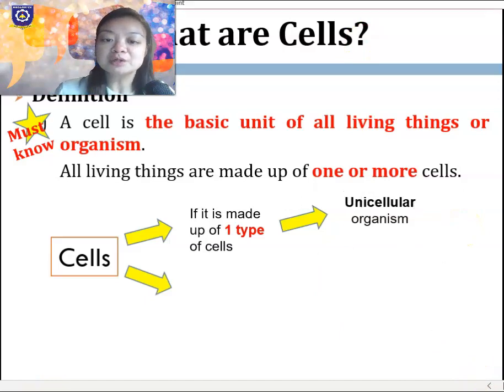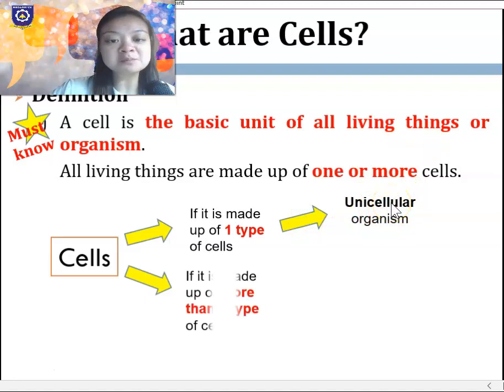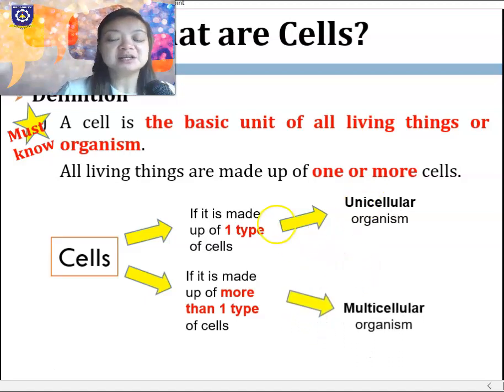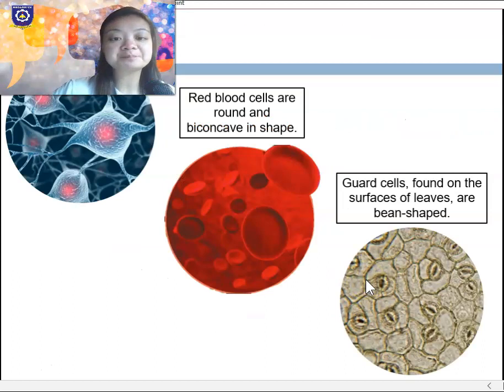Okay, so there are two categories: unicellular, one cell. If you are made up of more than one cell, you are known as multicellular. Now, the word multi actually means many. Alright? So, if you have a look at all these pictures here, these are beautiful pictures of cells.